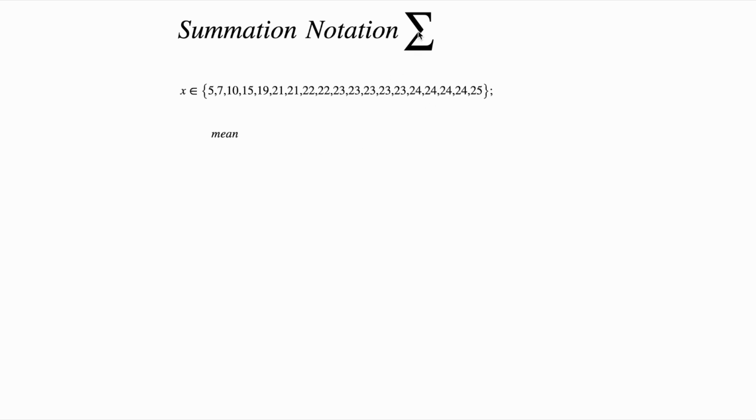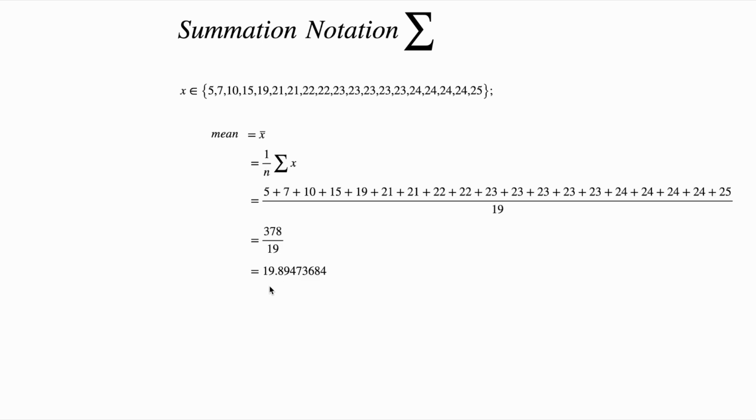But if we were to write this using summation notation, we would say that the mean is the sum of X, like add up all the X's and multiply by 1 over n. So 1 over n times the sum of X. We would get a mean of 19.89473684, and it goes on. Now that we know what that means, let's have a look at the least squares method.